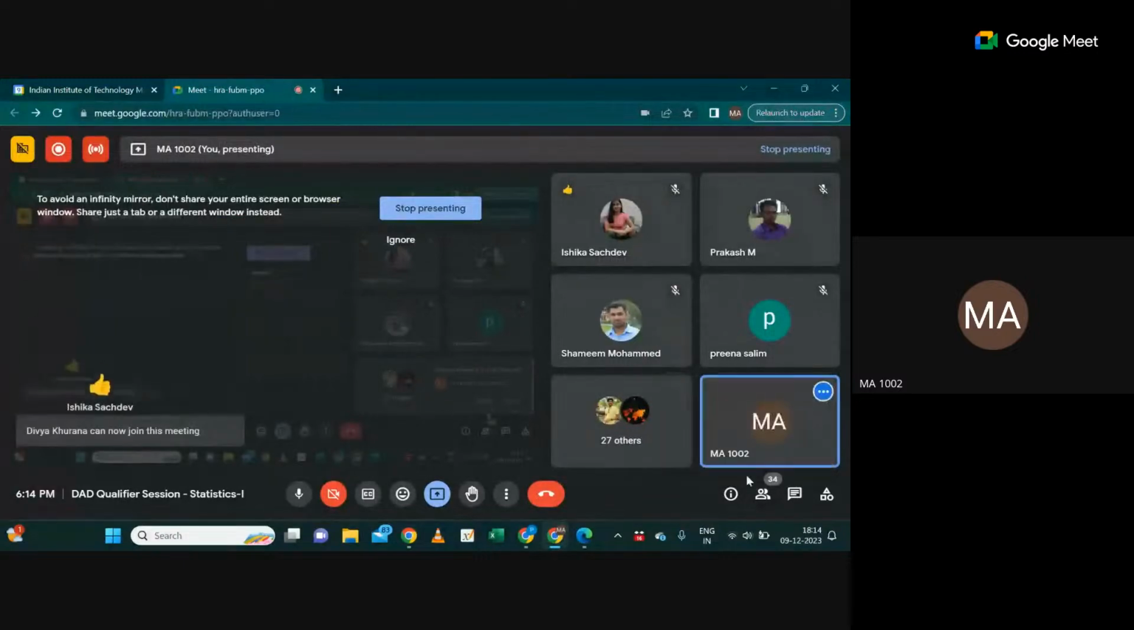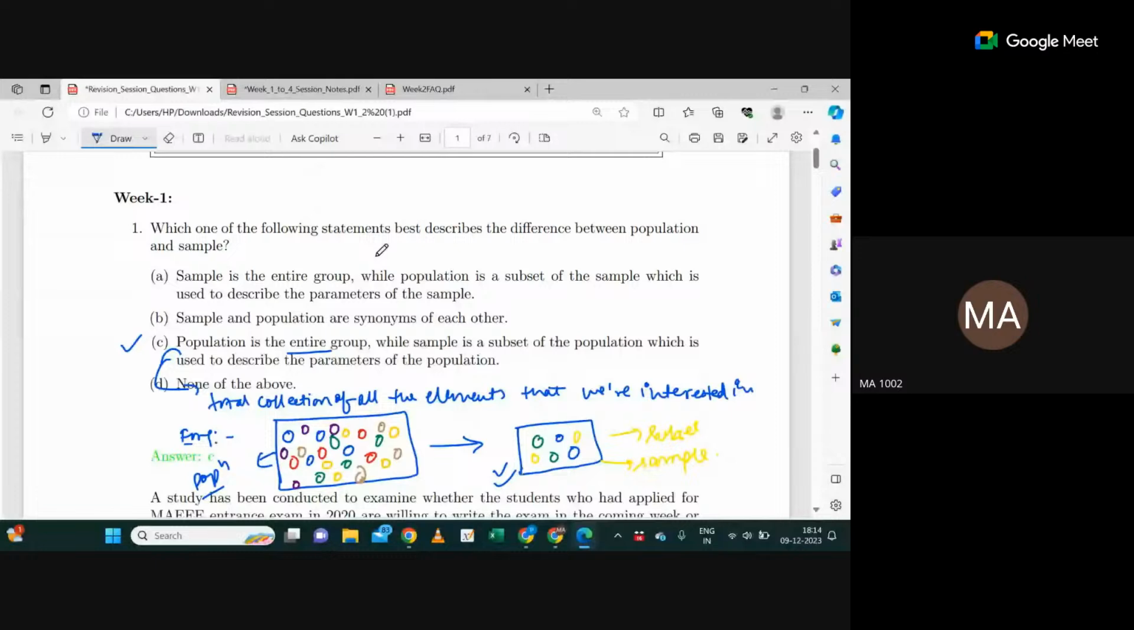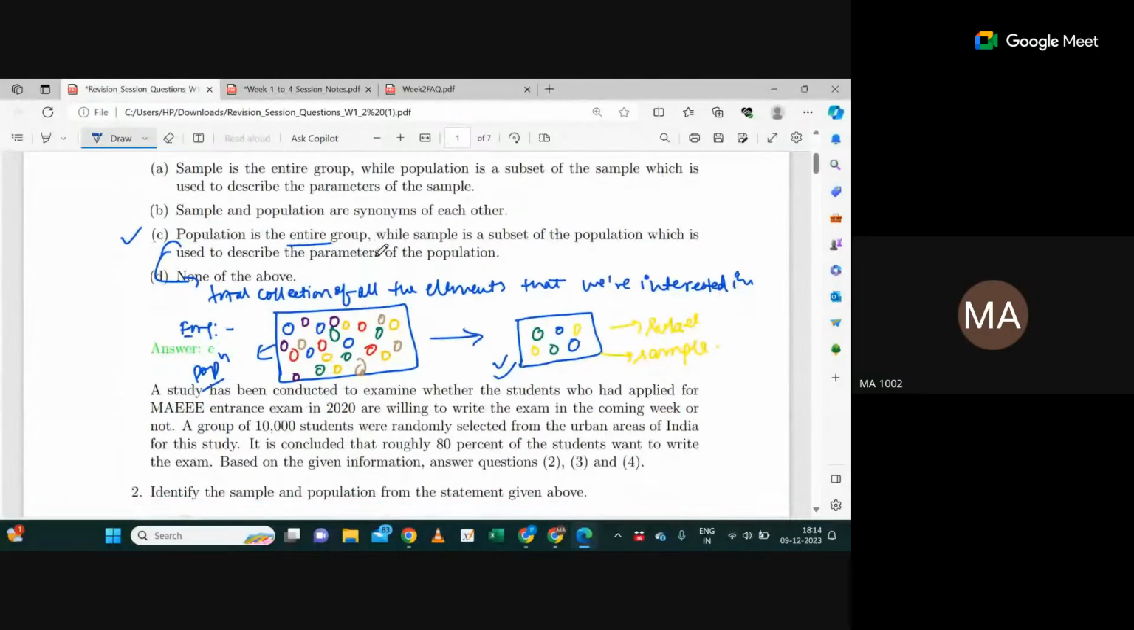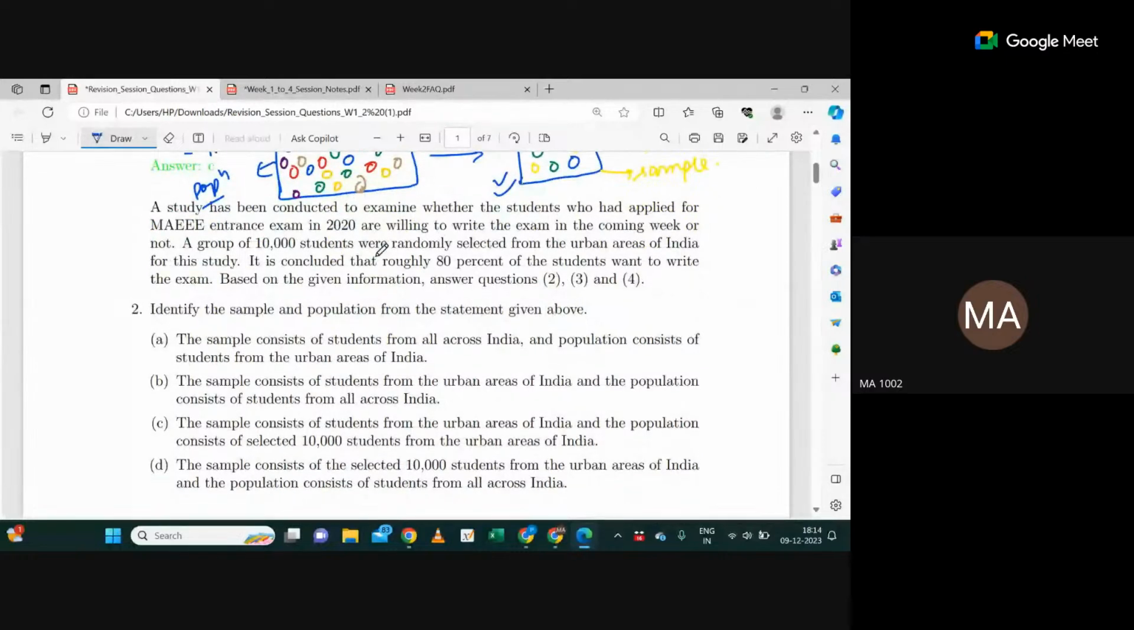Great. Okay, whenever you have a doubt, just unmute yourself and ask the question. There is not any problem. Okay, so next question. I'm going with the questions so that you get some idea how you can apply the same concept in questions.